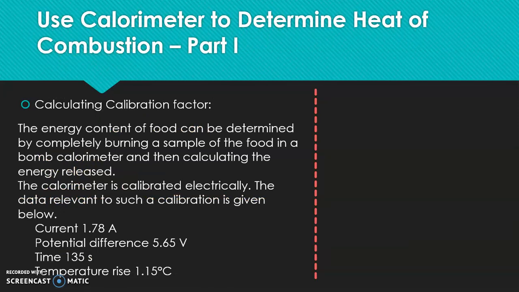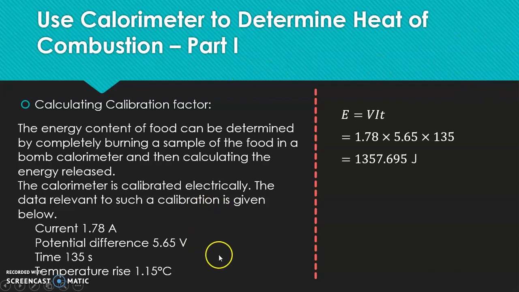Calculating the calibration factor. We know that it's calibrated electrically, so E equals VIt. Remember, the unit is joules, okay? So we literally just put the first three numbers together and multiply them. The product is the amount of heat we actually supplied for calibration.